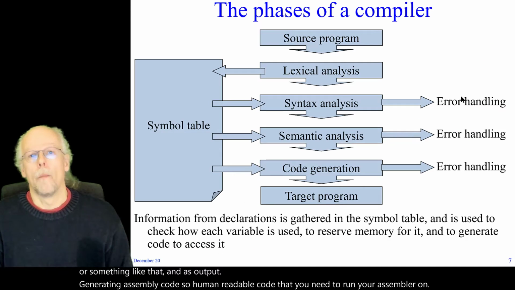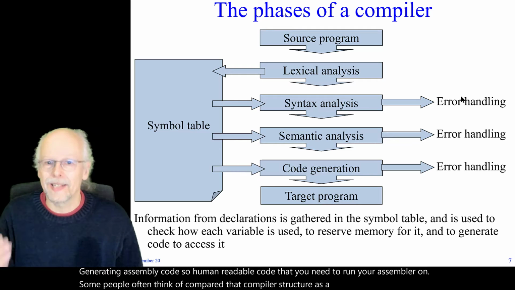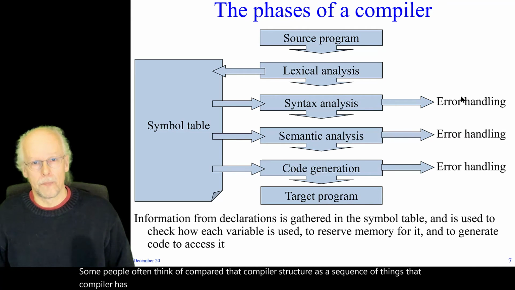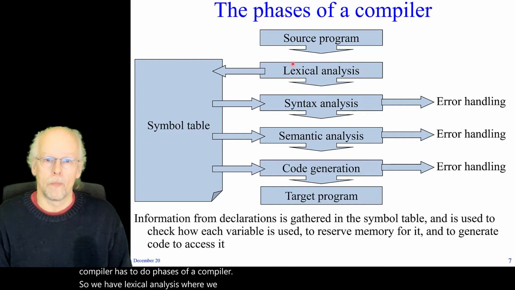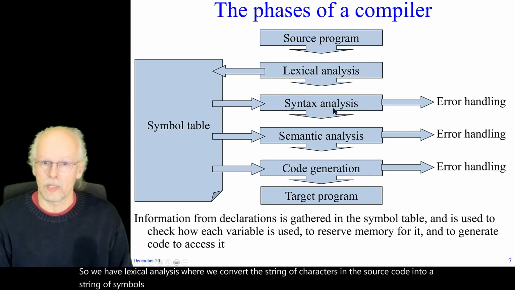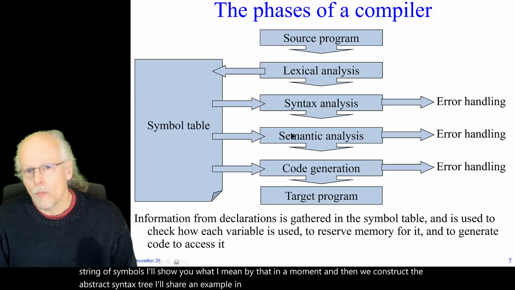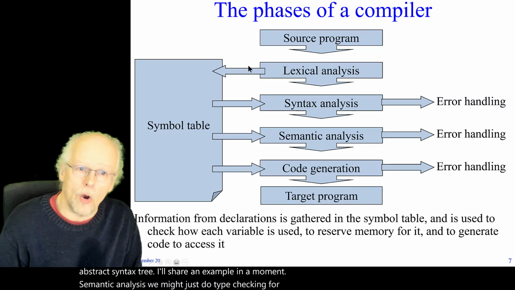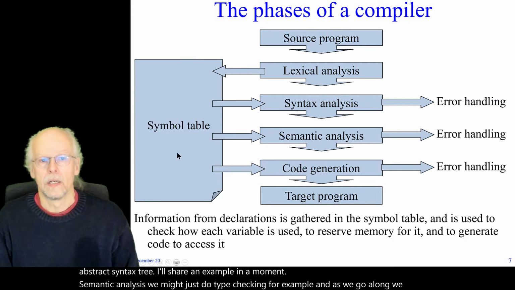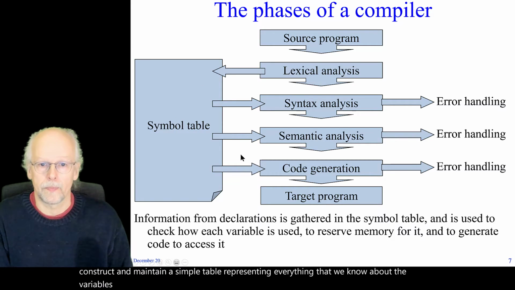So people often think of that compiler structure as a sequence of things the compiler has to do, phases of a compiler. We have lexical analysis, where we convert the string of characters in the source code into a string of symbols. I'll show you what I mean by that in a moment. And then we construct the abstract syntax tree. I'll show you an example in a moment. And we do semantic analysis. We might just do type checking, for example. And as we go along, we construct and maintain a symbol table representing everything that we know about the variables and names and classes and so on.